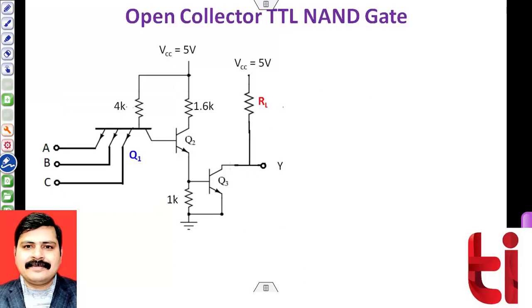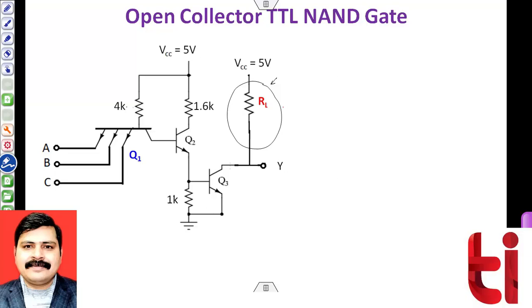So moving further, this is my circuit, and see one major difference. You can check in the previous case, this resistance was not connected. We are taking the output from the collector of Q3, which was the open circuited output.